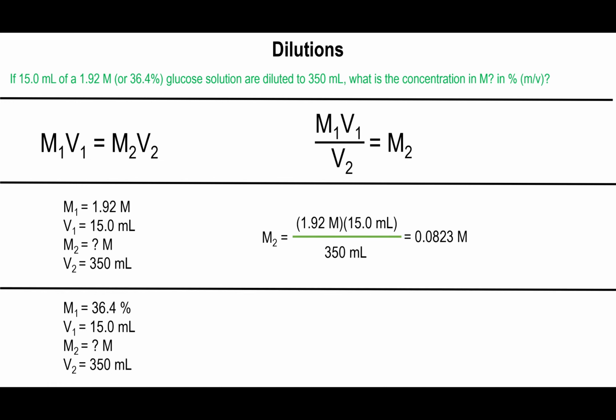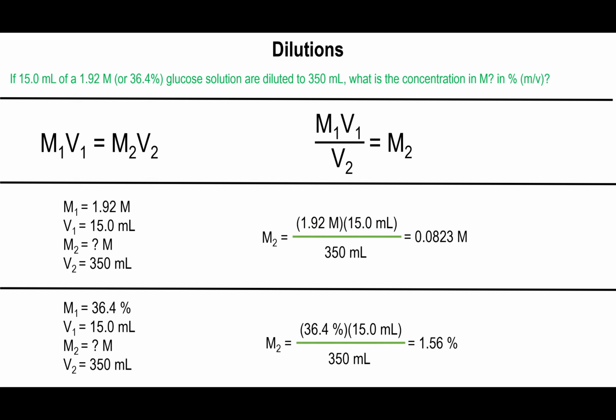Okay, the same calculation, literally in the same exact manner, will be done to calculate the percent mass per volume. We simply take the initial concentration, 36.4%, given right here. The initial volume is still the 15 mLs, the final volume is still 350 mLs. The mLs will cancel out unit-wise, and 36.4 multiplied by 15, pressing enter, and then dividing that resulting value by 350 and pressing enter will tell us that the concentration has been lowered to 1.56% mass per volume. And there you have it. Same equation, different types of concentration.